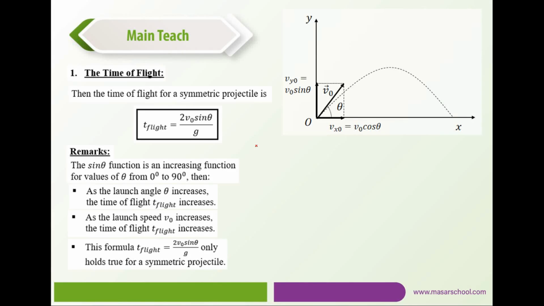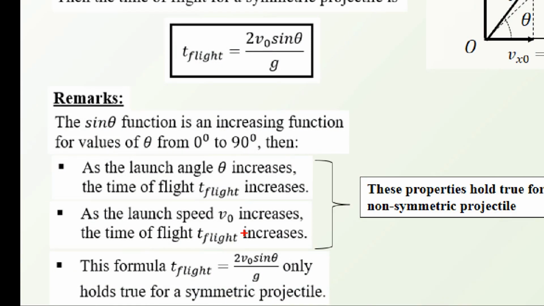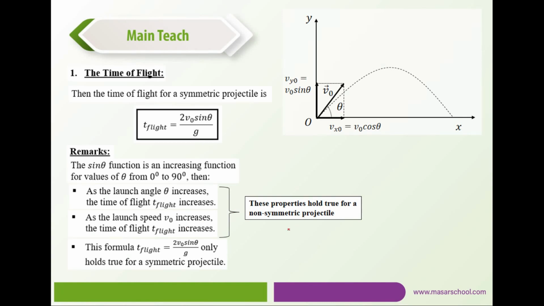This formula, t-flight equals 2 v0 sine theta divided by g, only holds true for a symmetric projectile. Why? Because we started from the fact that the final vertical position y is equal to the initial vertical position y0. However, these two properties related to the variation of theta and v0 hold true for a non-symmetric projectile as well. If you think about it, in the case of a non-symmetric projectile, if you're throwing a projectile from a cliff, then the time of flight would not have this expression. However, the time of flight would still increase if theta increases and would increase also if v0 increases.